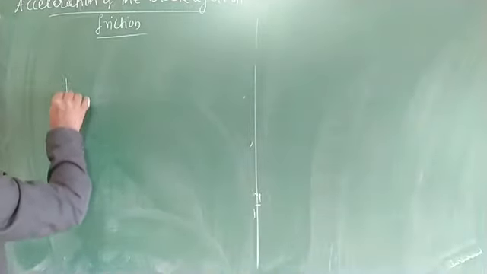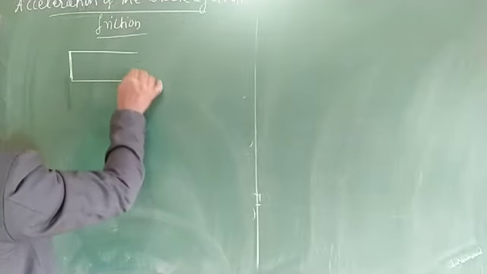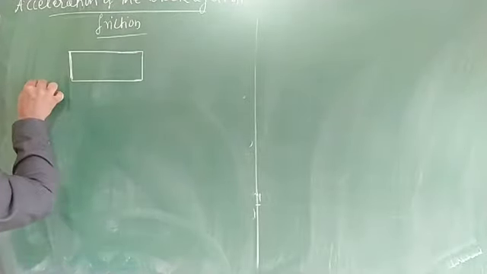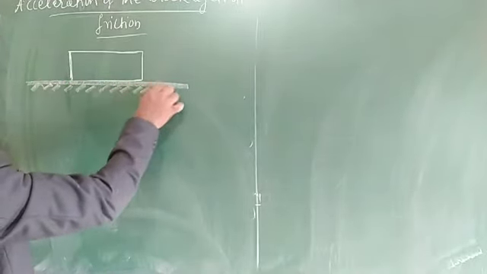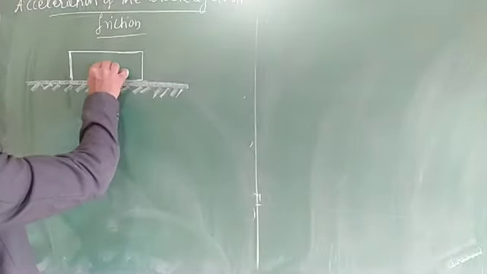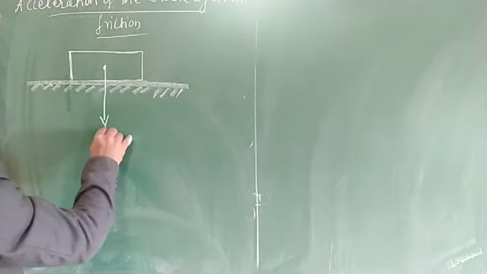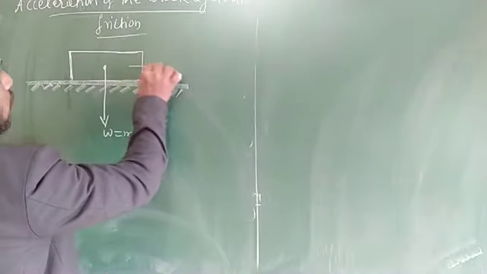Here I will consider a block placed on the horizontal surface. The surface is a rough surface. Therefore, due to the rough surface, the friction opposes the relative motion of the block. The weight of the block acts in the downward direction, that is W is equal to mg, where m is the mass of the block, and the body moves in this direction.